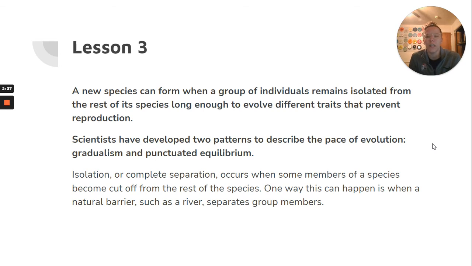And finally, lesson 3, a new species can form when a group of individuals remains isolated from the rest of its species long enough to evolve different traits that prevent reproduction. Scientists have developed 2 patterns to describe the pace of evolution: gradualism and punctuated equilibrium, which were 2 of the vocab words. And then isolation, or complete separation, occurs when some members of a species become cut off from the rest of the species. One way this can happen is when a natural barrier, such as a river, separates group members.